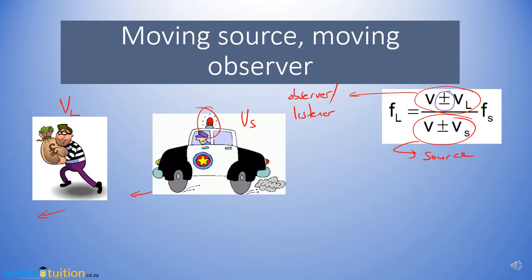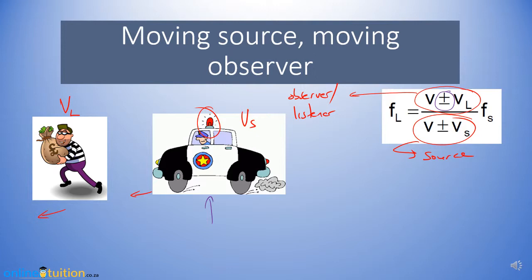Perfect. Okay. Now, let's forget about the robber. Let's move to the source. Is the source moving towards the listener or away from the listener? Well, it's pretty obvious from this picture. The source is moving towards the listener. So if the source is moving towards the listener, irrespective of whether he's running towards the car or away from the car, what the source is doing is closing down the distance. So that should result in an increase in frequency.